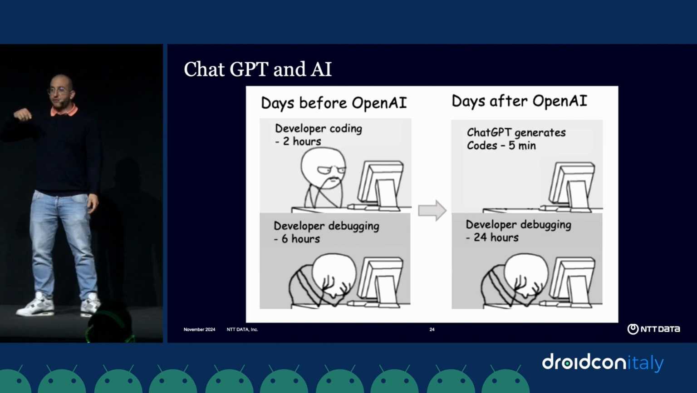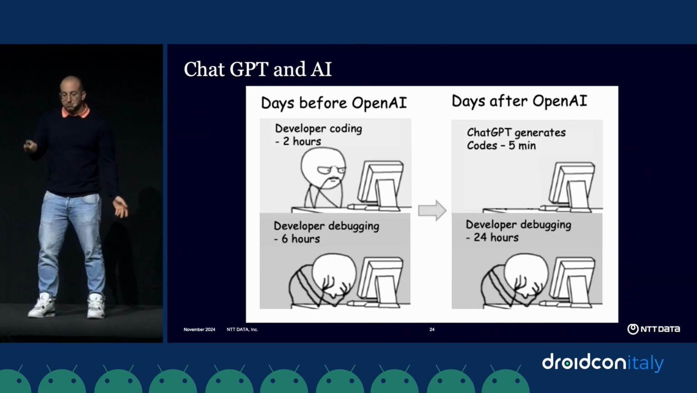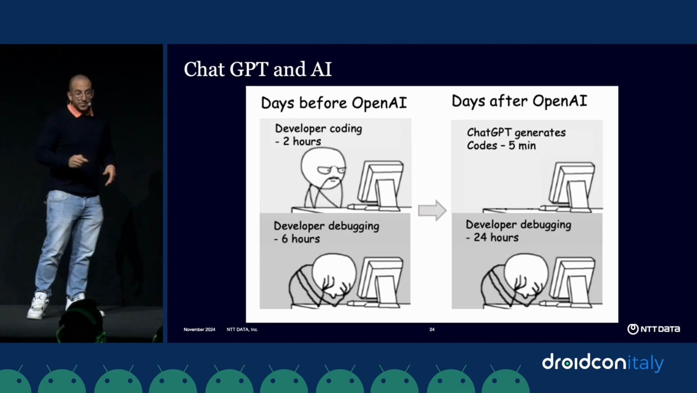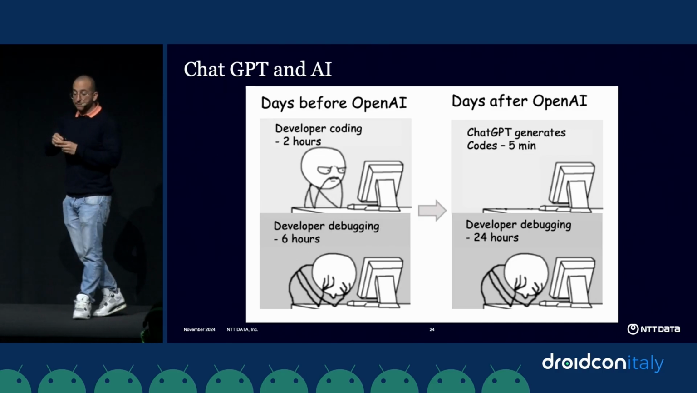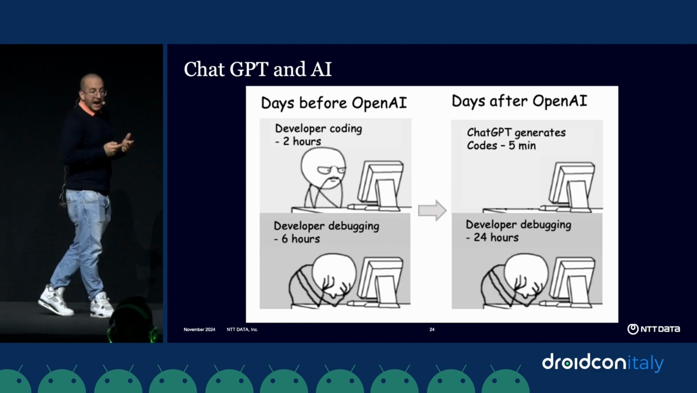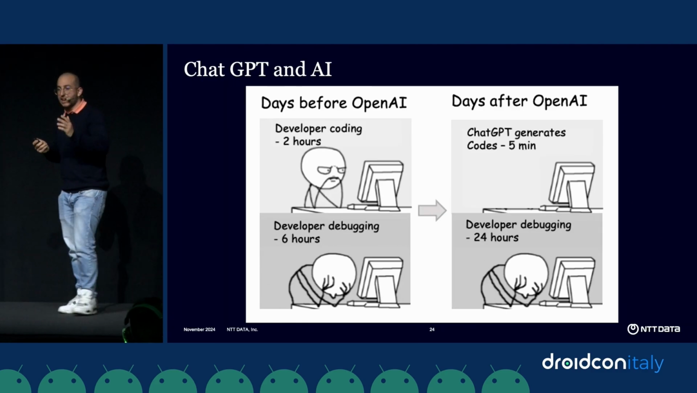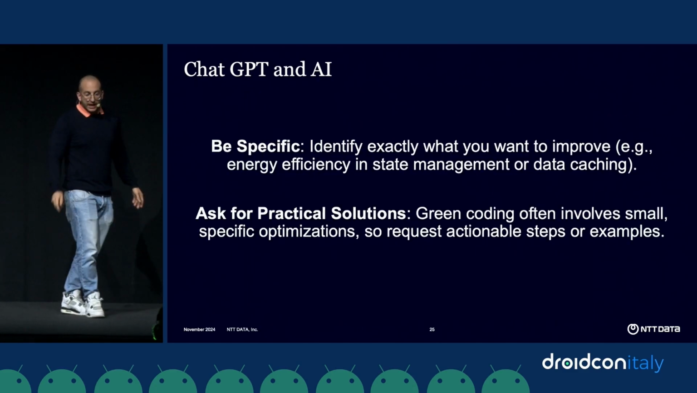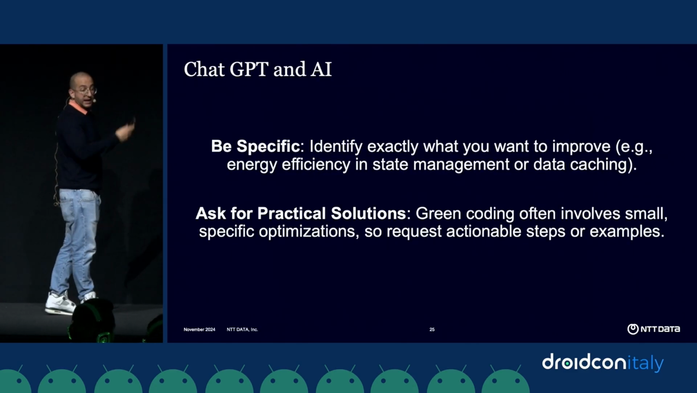So I think about it: if you ask something to every API, every AI, it's not green. So how can I ask something to an AI to be green? So I asked ChatGPT, and it answered me like that.